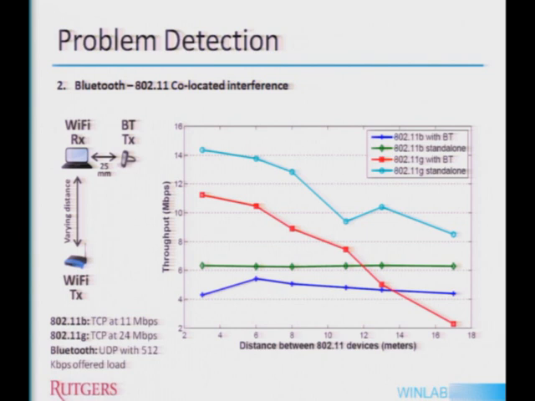In the case of 802.11b, which is shown by these two bottom lines, we see that it is affected by distance to a much lesser extent as compared to 802.11g. That's because of the inherent nature of the standard that it uses. It relies on a more robust PHY scheme, with which it can only transmit slowly, up to a max of 11 Mbps, but the distance variability is much less. But even in that case, we see a certain fall as we increase the distance between the transmitter and receiver in the case of Bluetooth interference.